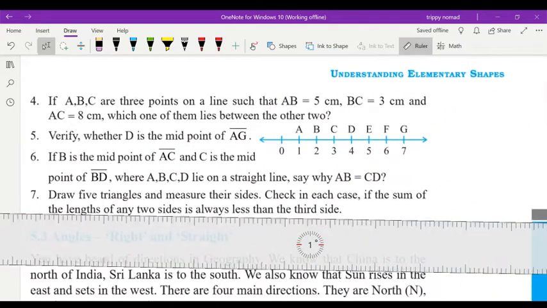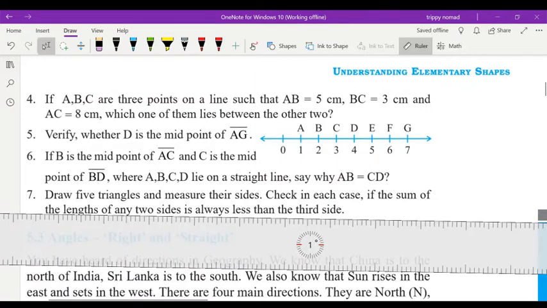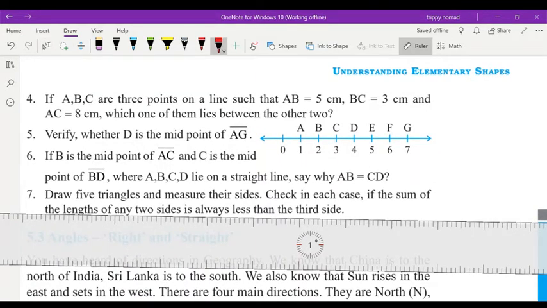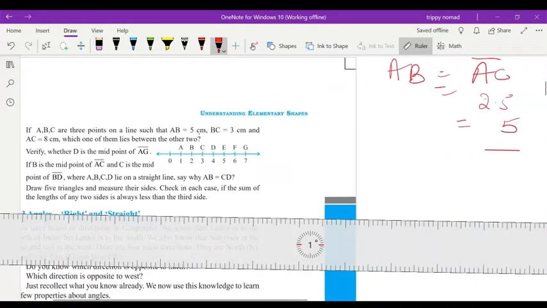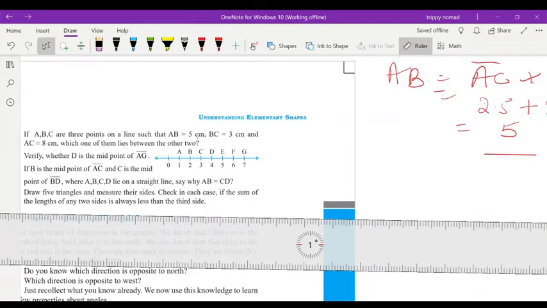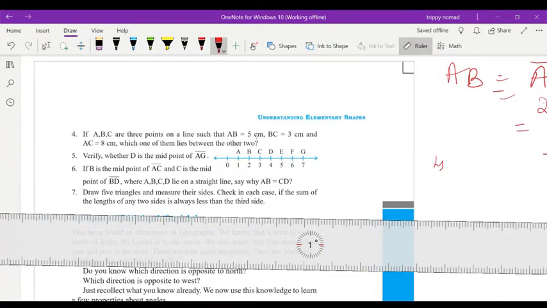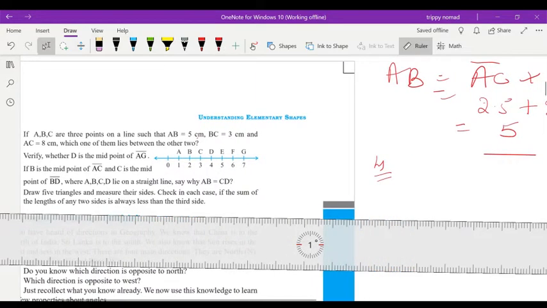Now children, in question number 4, you see, verify if A, B, C are 3 points on a line such that AB is equal to 5 centimeter, BC is equal to 3 and AC 8. Which one of them lies between the other? Obviously, you can understand while drawing also, you can answer the question. Okay, AC is 8.